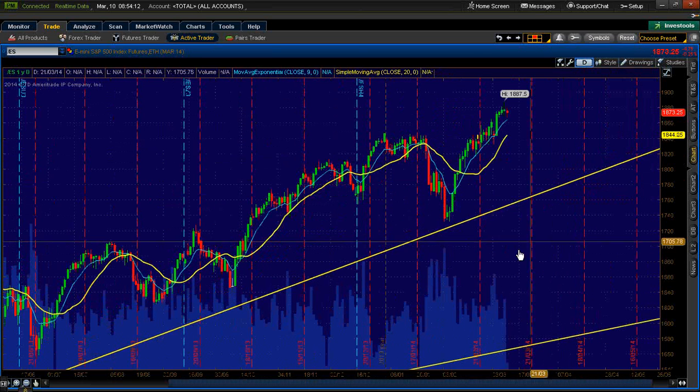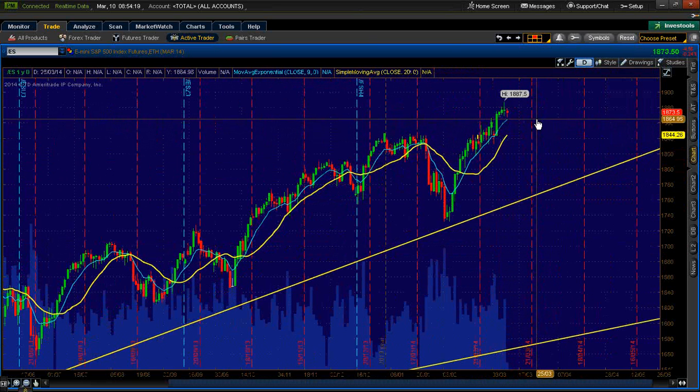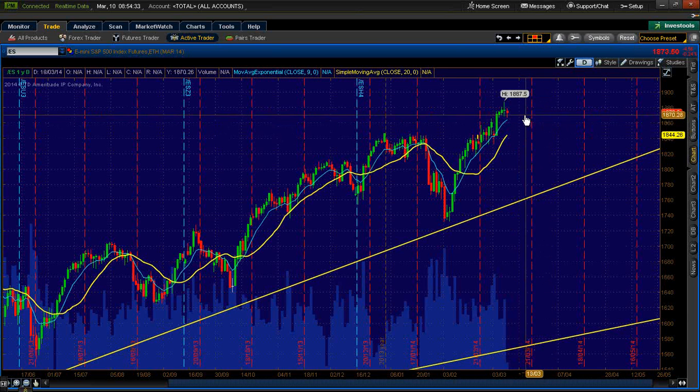Going to the daily. Daily shows good slope, good separation. We have this technical gap. A close of the tech gap on the daily is going to be somewhere between 1865 and 1870. I think it's going to be probably at around 1870.50 by the time we get there, and I'll show you why.